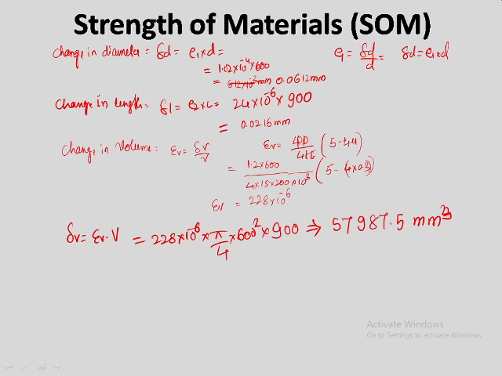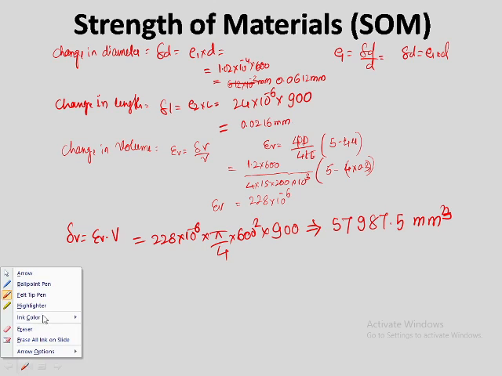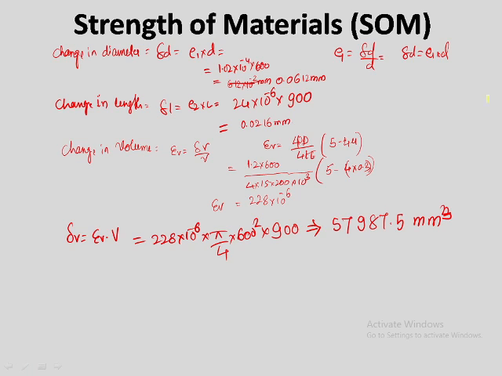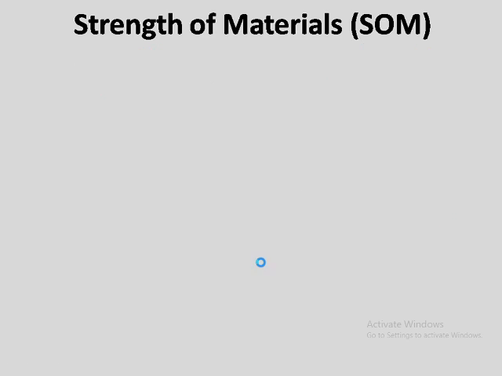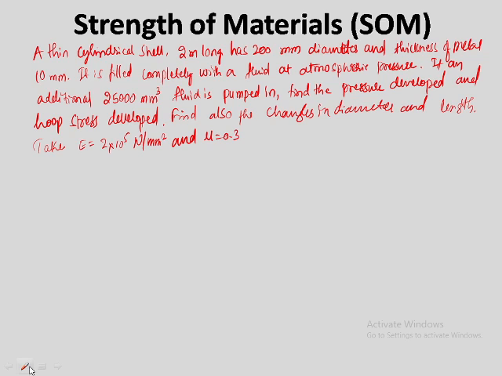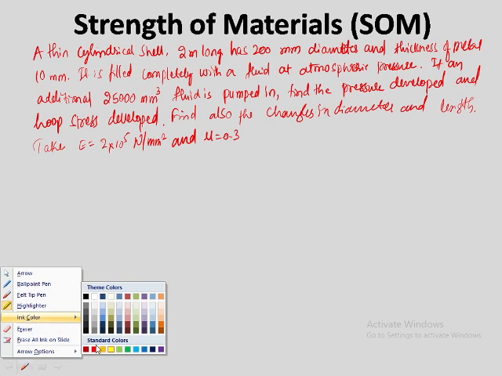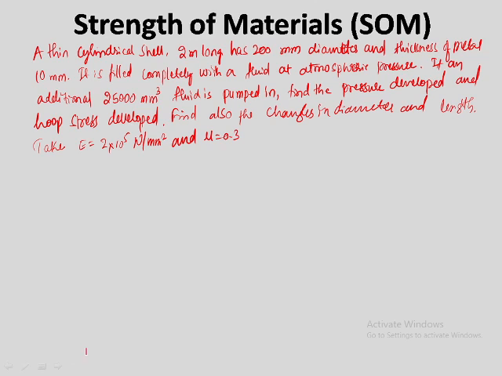Now change in volume is given. You can calculate volume, then you can calculate volumetric strain. Once you get the volumetric strain, you can calculate P here. Let us try first to calculate the value of P. Once you get the value of P, you can calculate further things easily.